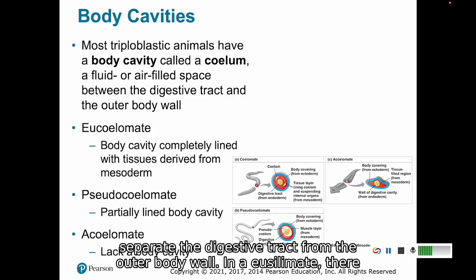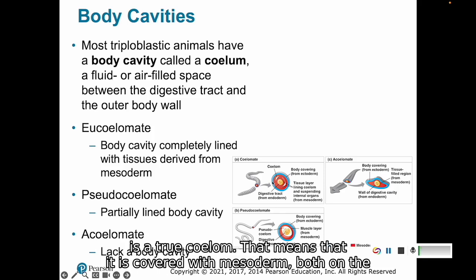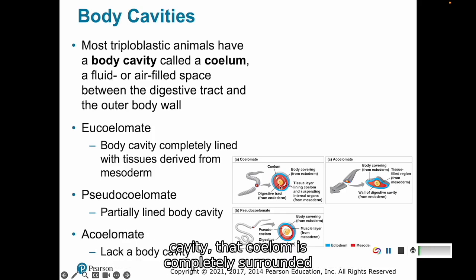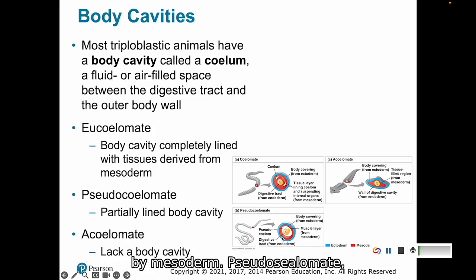In a eucoelomate, there is a true coelom. That means that it is covered with mesoderm, both on the outer lining of the body cavity and on the inner lining of the cavity. The body cavity, that coelom, is completely surrounded by mesoderm.